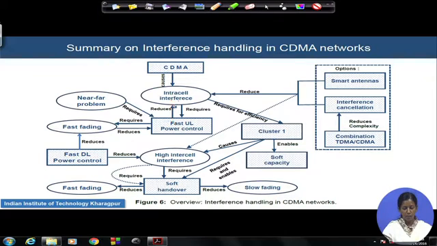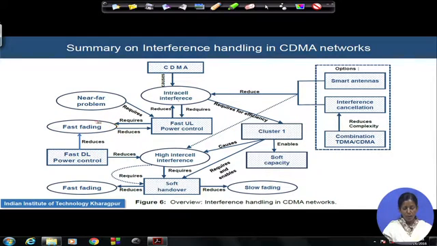And if I can do the power control, it can reduce the intercell interference. Intercell interference also requires, for efficiency, the cluster 1 kind of network deployment, and if you have fast uplink power control, I told you that the near far problem is also there. So, not only the intracell interference is demanding the fast uplink power control, the near far problem also requires the fast uplink power control.